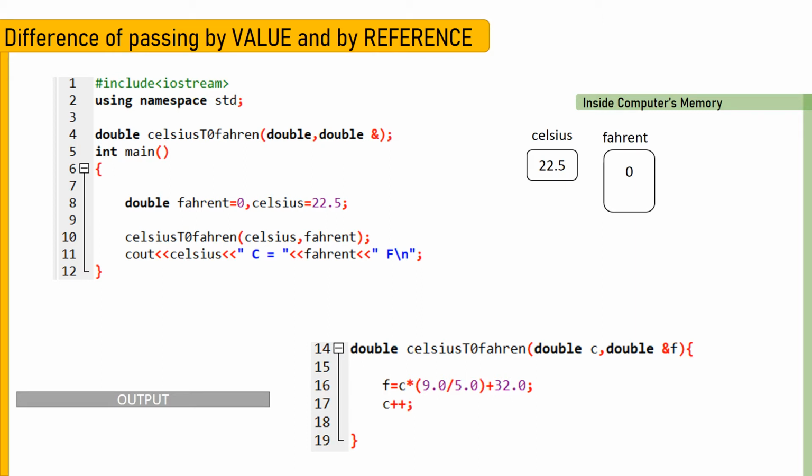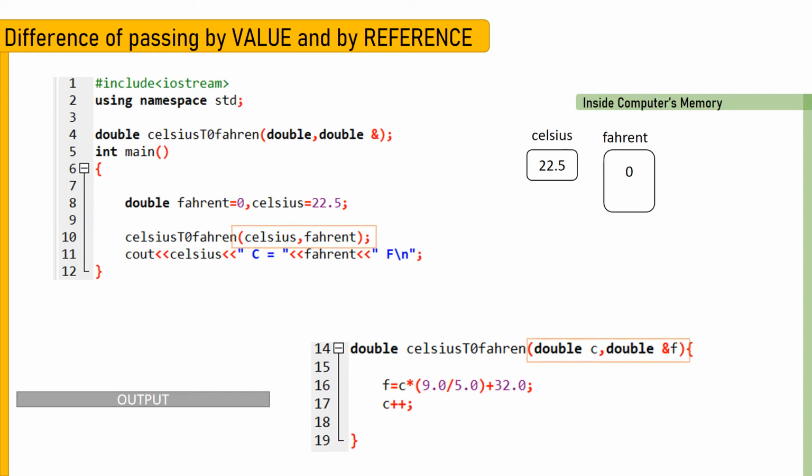In line 8, we have two variable declarations and initializations, where inside computer memory we have Celsius as 22.5 and Fahrenheit as 0. The next line is line 10. We have a function call that invokes the function definition of Celsius to Fahrenheit. Here, we have arguments from the function call that will be passed by value or by reference to the parameters in the header of the function definition.